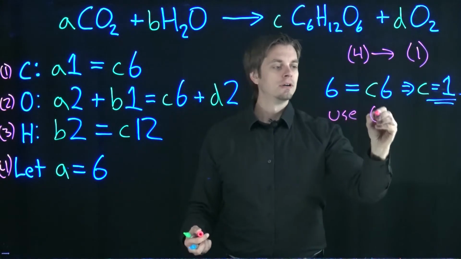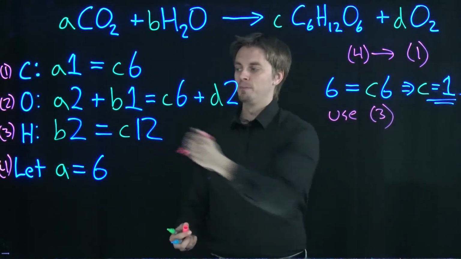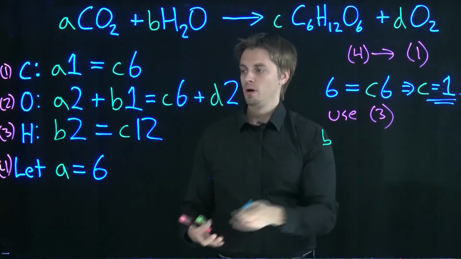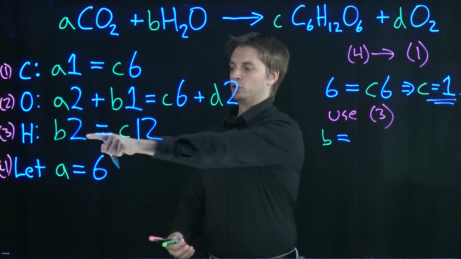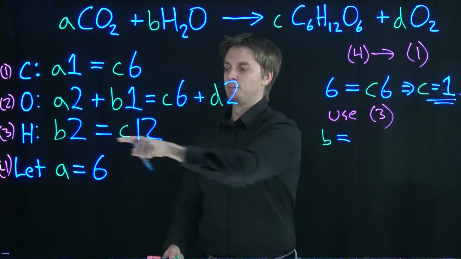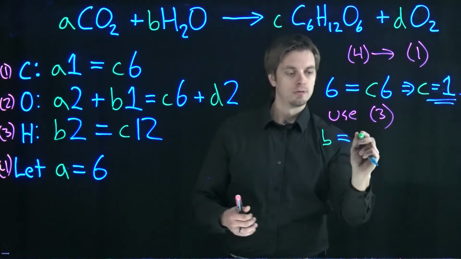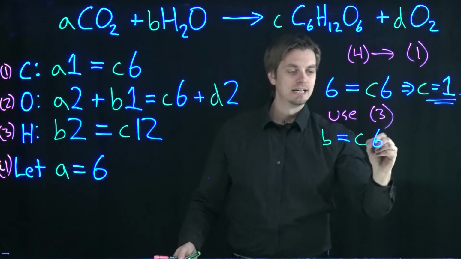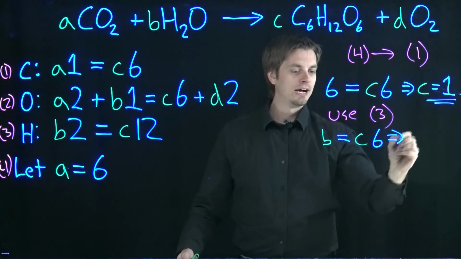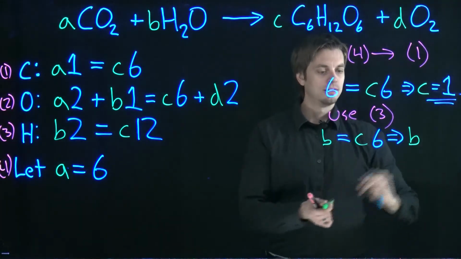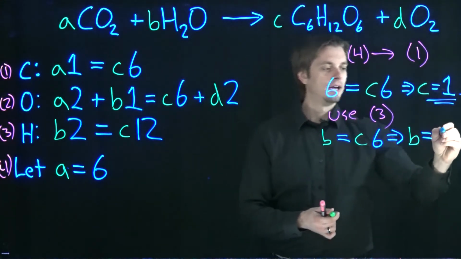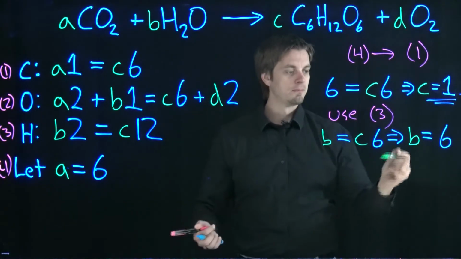So we can use equation number 3 to solve for B. According to equation number 3, 2 times B is equal to C times 12. So if I divide both sides by 2, I get a value, B must be equal to C times 6. Now C we already determined to be 1, so that means we have B equals C, I'm plugging in 1 for C, and we get a value of 6 here for B.